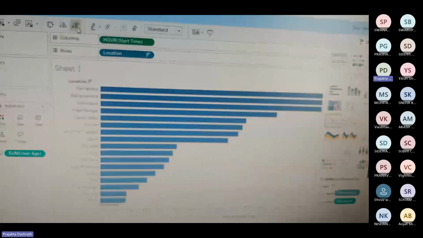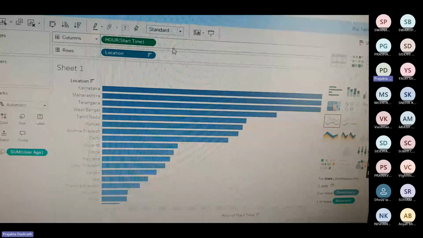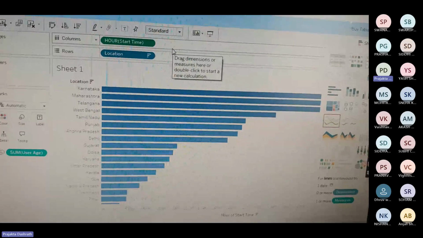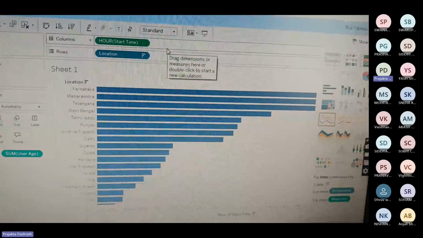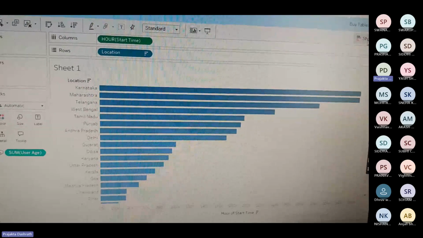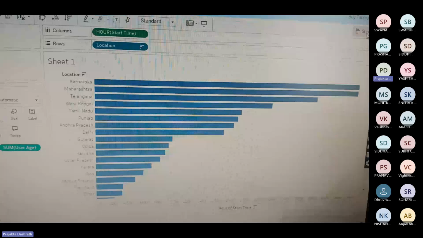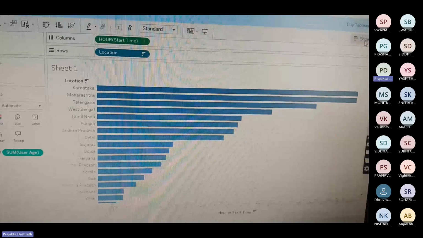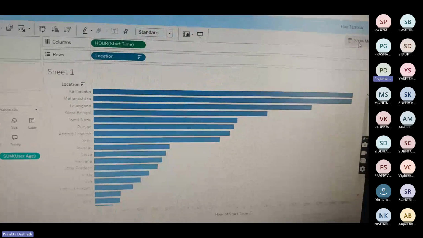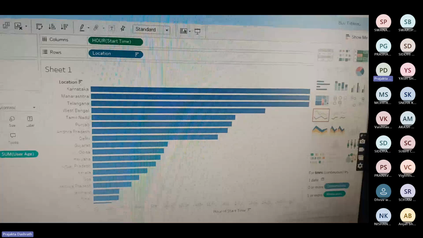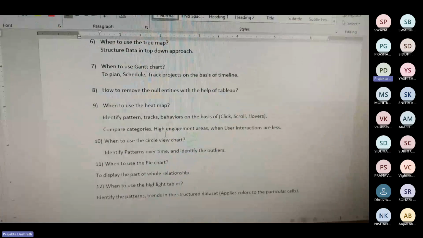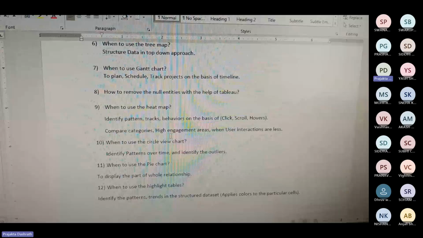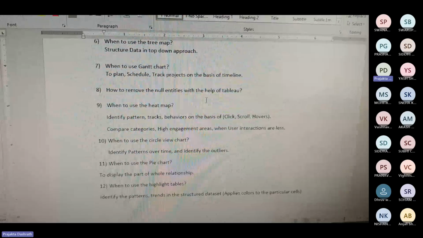Once again, I will repeat. We are trying to figure out the start time on the basis of location and age. And that's why a Gantt chart is possible in my case. Okay. The next type of chart is, which is the next chart? Okay, it can be shown afterwards.